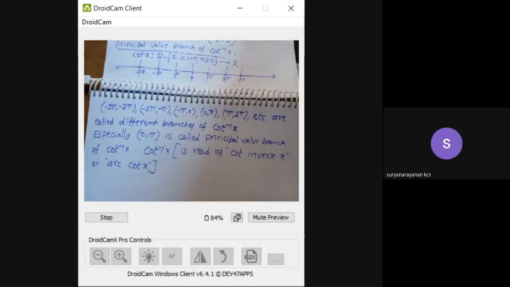Okay, my dear children, all of you learn these principal value branches of inverse trigonometric functions and how to read the notation. Okay, my dear children.